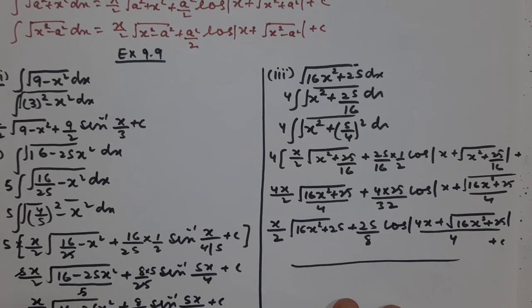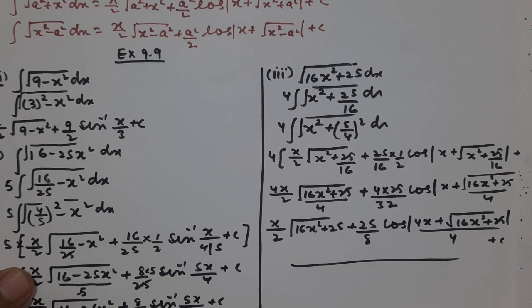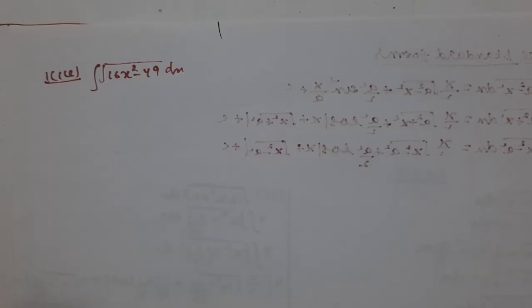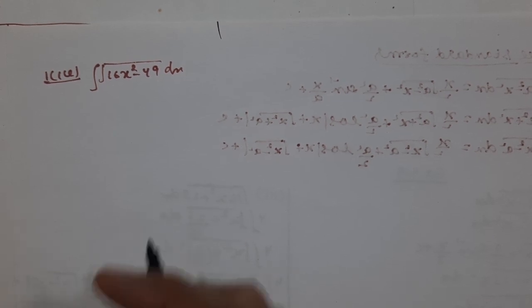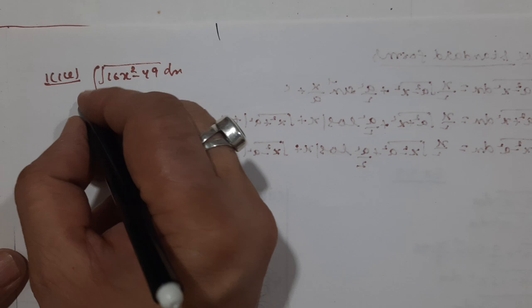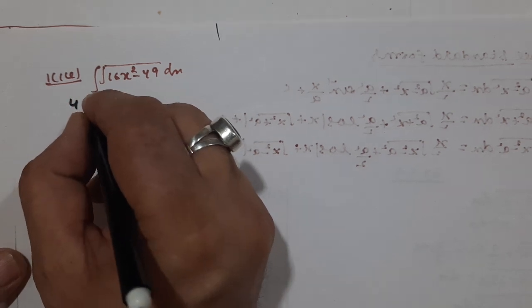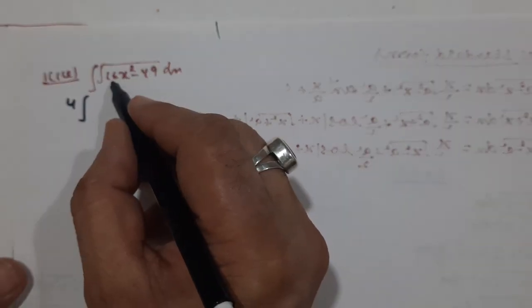So students, these questions are very simple. We have to apply the formulas directly. Now the next part, first question, fourth part, under root 16x square minus 49. Moving in the same way, we take common 16.